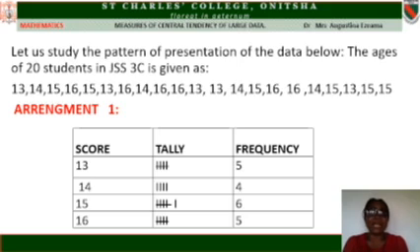Then the tallying: you can see that after writing 4 strokes, you now have a stroke across it. That shows that the frequency is 5. That means that there are 5 students aged 13. Then 14 has 4 strokes of tallying, which shows 5. 15 has 5 and 1, which shows 6. 16 has 5 strokes in the tallying, which is 5 in the frequency.